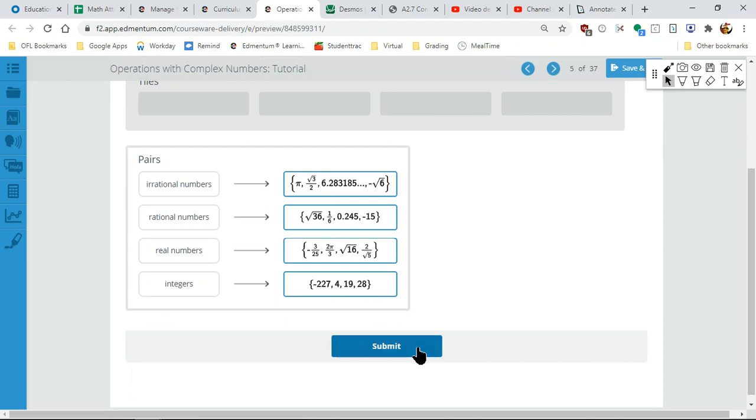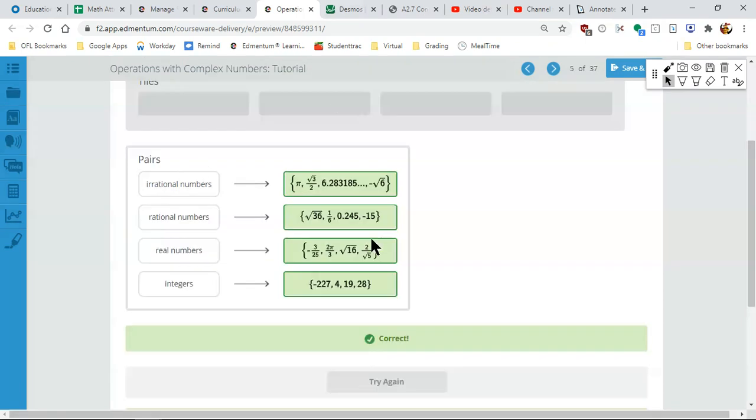All right, and that should be it. Yep, got them all right. Like I said, it's a little weird. I was thinking this one, but then I'm like, wait, there's a pi right there. That can't be a rational number. It is a real number, but it's not a rational number.